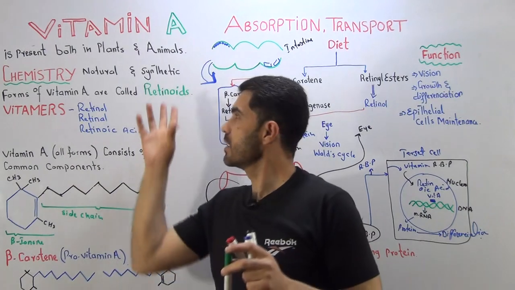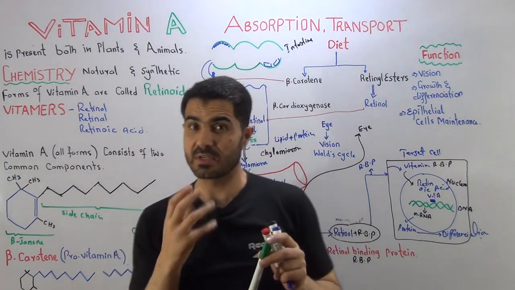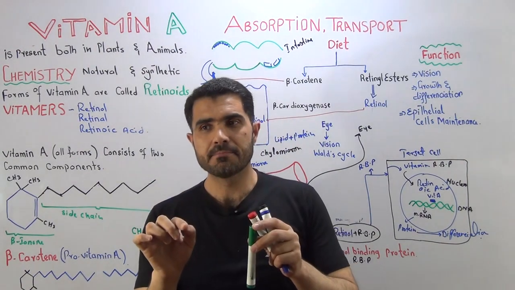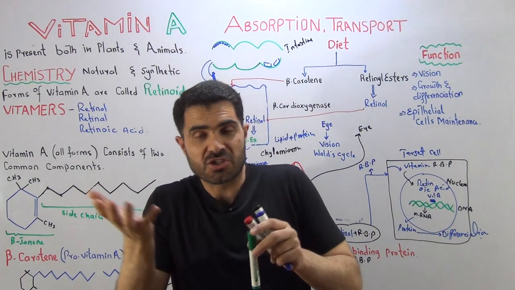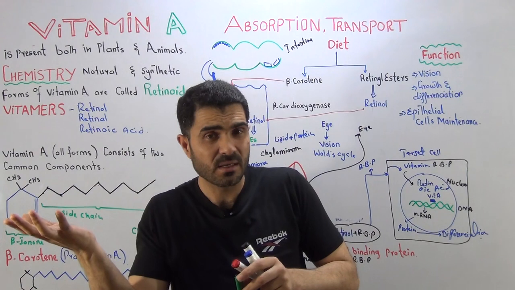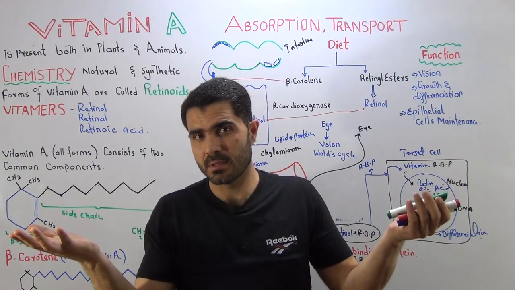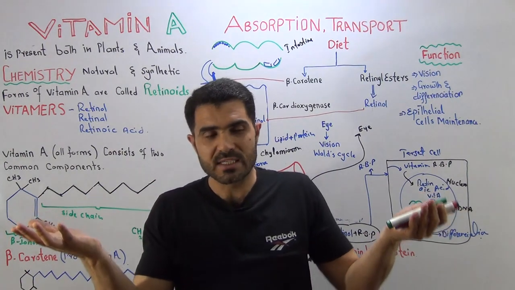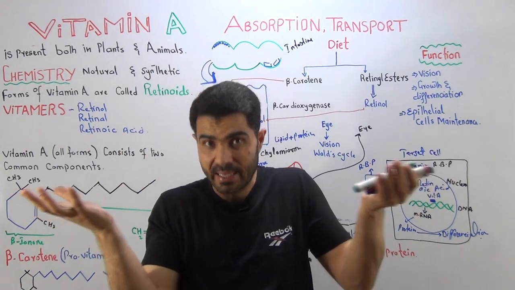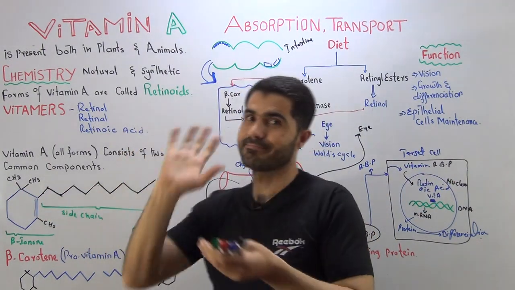Now, retinoids. What are retinoids? Of course, you can write what I say. Vitamin A may be naturally available in plants and animals, as I already discussed, or it may be synthesized in the lab. So both synthetic as well as natural forms of vitamin A are collectively called retinoids.